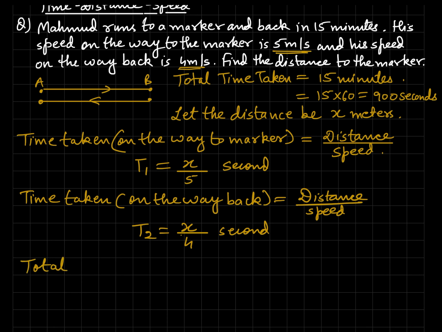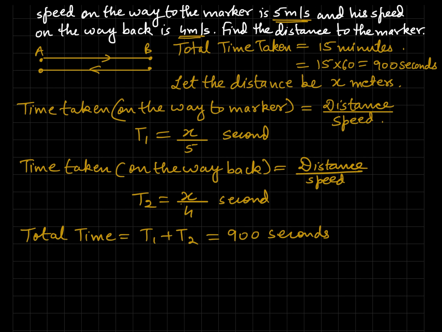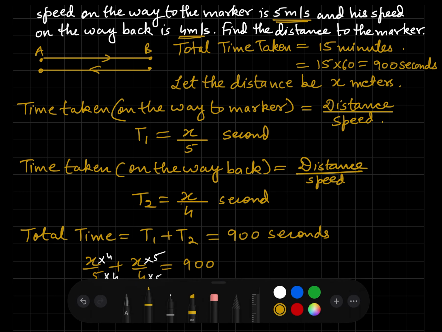So total time is equal to t1 plus t2, and this is given to be 900 seconds, right? Now what we have to do is equate: t1 is x over 5 plus t2 is x over 4, and this time is given to be 900. Now we have to solve this. So what we can do is make the denominators equal, multiply by 4 here, multiply by 5 here, and then we will simply add them.